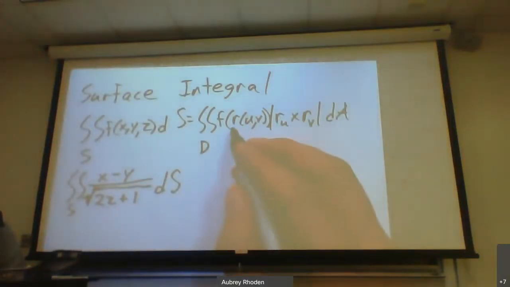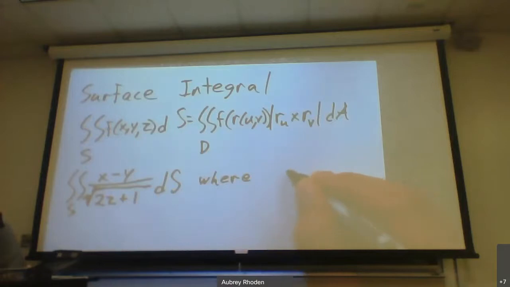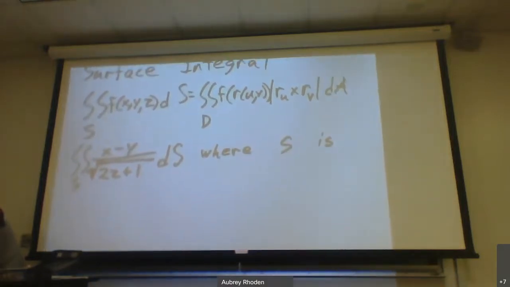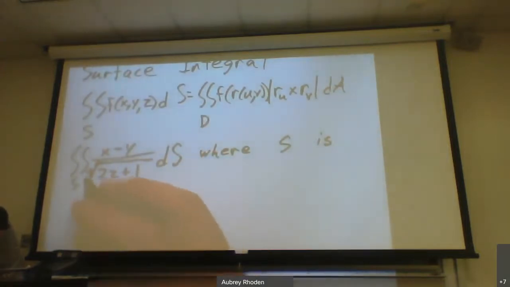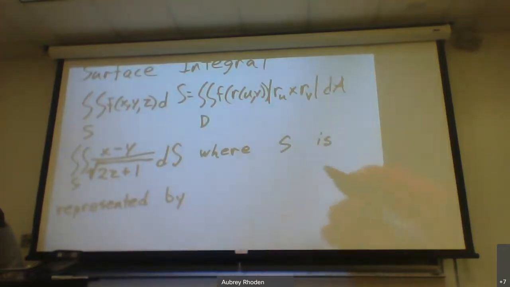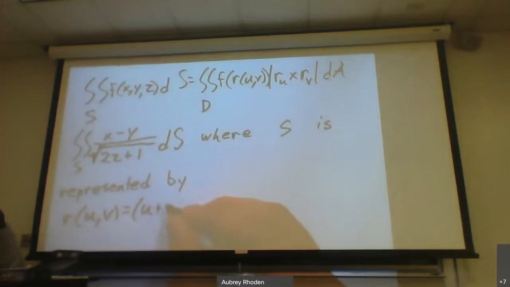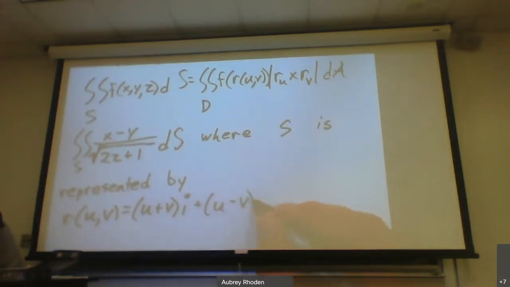Now we're going to have to define r, where S, the surface that we're talking about, the surface we're going to integrate over, is represented by r of u, v, which is going to be u plus v i, plus u minus v j, and then plus u squared plus v squared k.